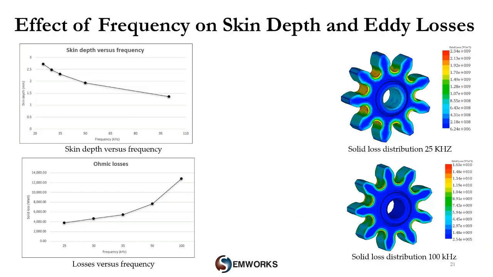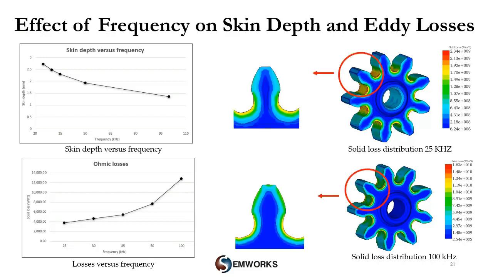So as a result of this frequency sweep, we have in the left figures the variation versus frequency of skin depth as well as the attained eddy losses, which increase proportionally to it. The right plots show the loss density distribution for the first and the final frequency, 25 and 100 kHz, from which we can easily note the localized losses within the desirable penetration depths.